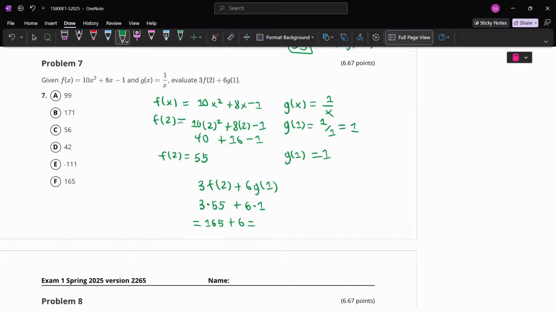So, ultimately, the answer to what this question was asking us is going to be 171. So this is going to be equal to 3 times f of 2 plus 6 times g of 1. So matching that up with our answer choices, the answer to this question is going to be B.